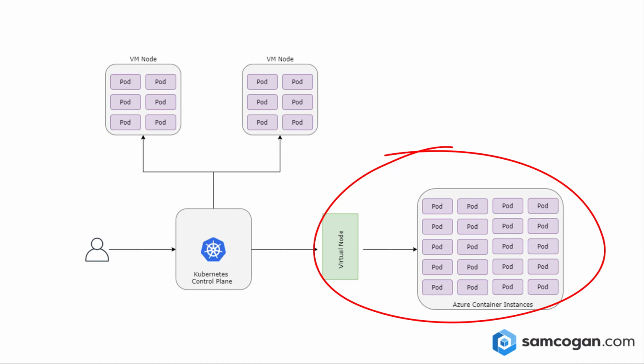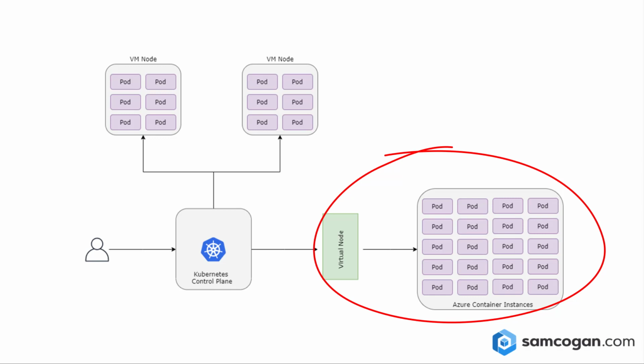And so the question that might jump to mind is, well, if it's so great and we can have unlimited scale, why aren't we just using this instead of having virtual machine nodes at all? My guess is that one day we will end up doing that. But at the moment, one of the downsides to using virtual node is that a container running in ACI of a specific size is slightly more expensive than running a virtual machine of the same size.